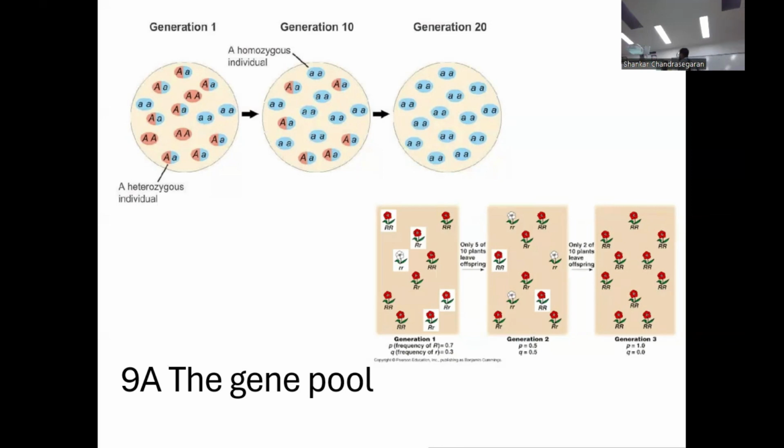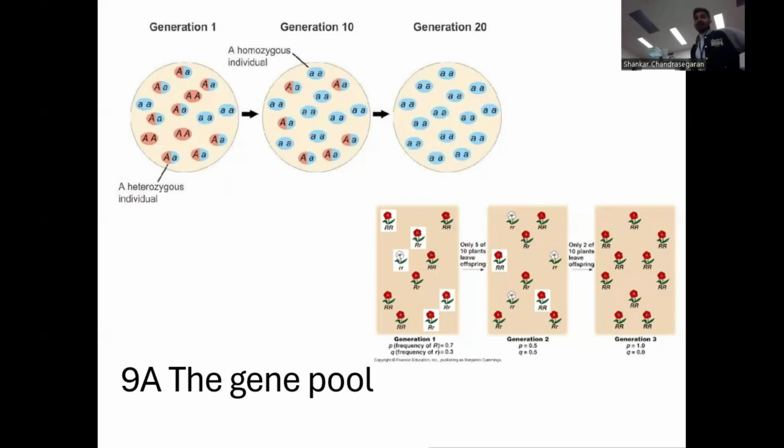So today's content, we're going to start off with chapter 9 and area study 2 in unit 4, which is talking about population genetics and how that can change over time. So we're going to start off by learning about the gene pool.